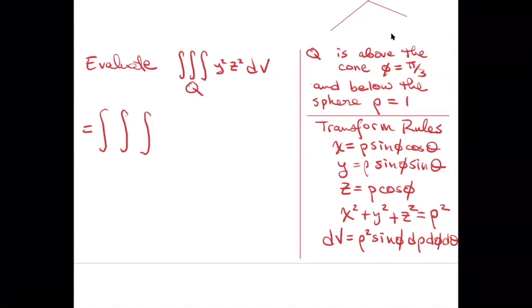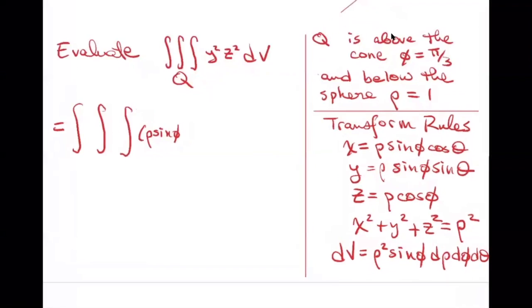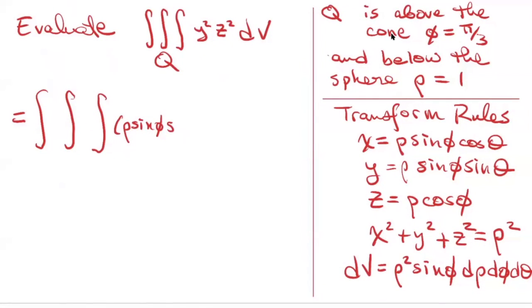So y squared z squared, that's going to be rho sine phi sine theta, that's y squared, and then z squared is rho cos phi. Good.